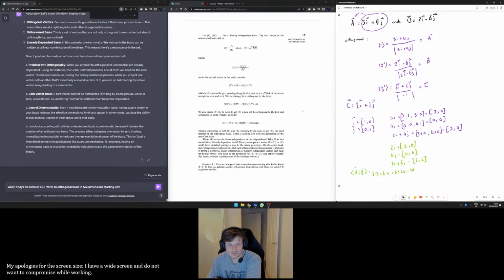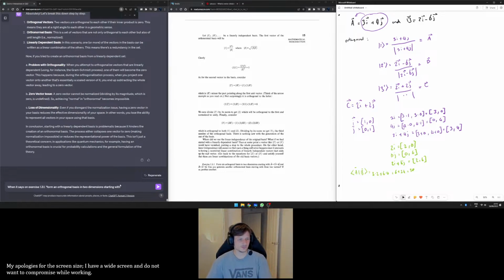So A and B are not orthogonal to each other if I put them in as 1, 0, and 0, 1. So I'm a bit confused. Let's get some help from it.